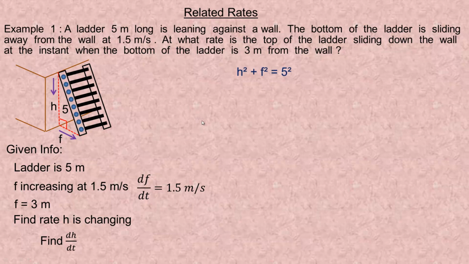So we need an equation to represent the relationship between h, f, and 5 in that triangle. And because of the fact that this is a right angle triangle, we can use Pythagoras Theorem. And it's used a fair bit in related rates problems, not all of them, but anything involving a right triangle, you can use Pythagoras Theorem to find a relationship between those 3 sides.